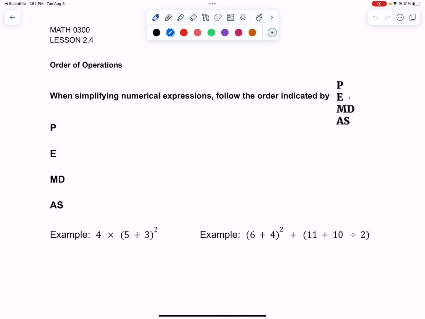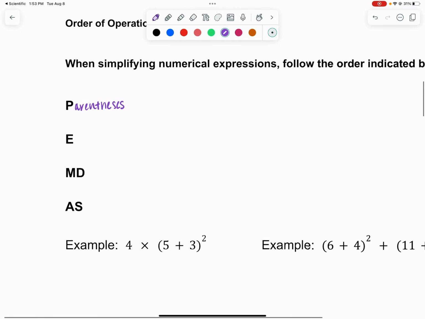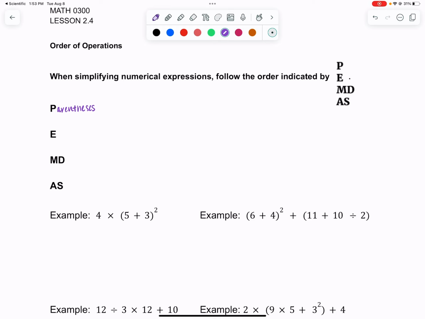PEMDAS is the acronym that gets used to help remember order of operations. This is what tells you what to do first, second, third, fourth, when you're simplifying numerical and algebraic expressions. We'll start with the P. P is for parentheses. You are going to look for parentheses first. You are going to do all of the operations inside the parentheses before you move on.